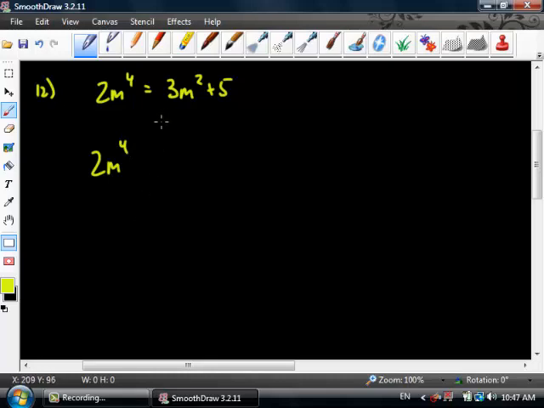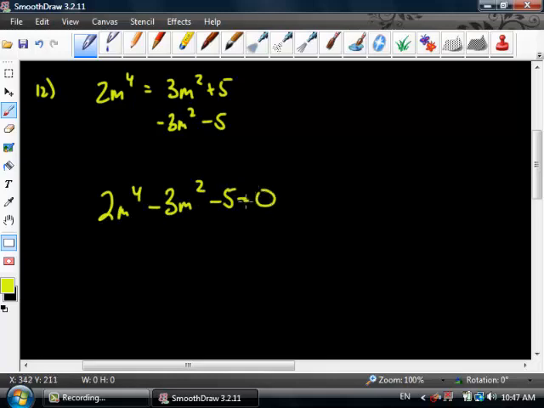I'm going to go ahead and subtract 3m squared from both sides and subtract 5. Sorry, I got to delete this garbage here. So I get 2m to the fourth minus 3m squared minus 5 equals 0. So now I just factor this thing out.